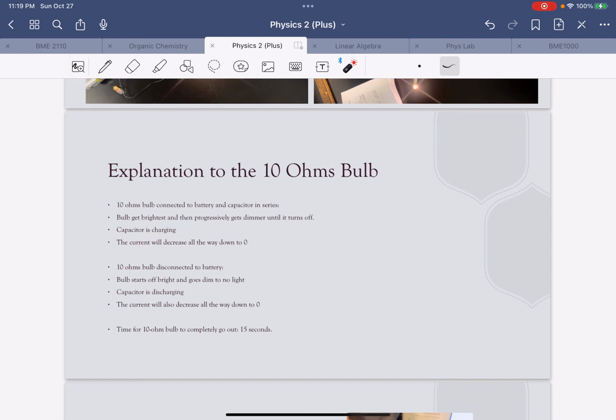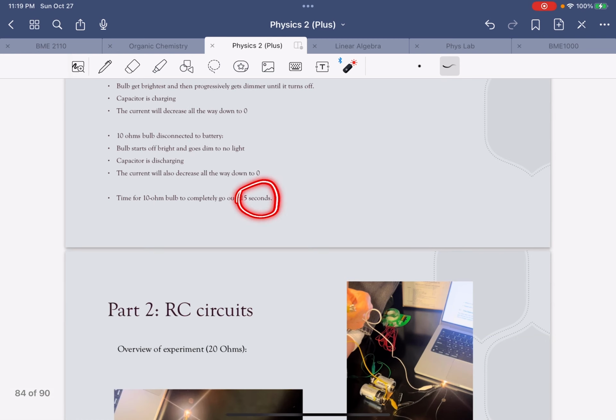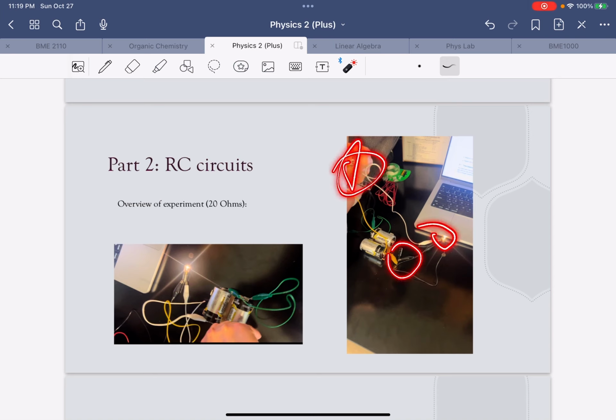But with the 10 ohms disconnected from the battery, it starts off bright and goes dim, same as this one, but the capacitor, instead of charging, is going to be discharging, and the current will also decrease to 0. And for it to go completely out, it was 15 seconds. So part 2 of the RC circuits on the 20 ohms, it's the same concept, only for a higher resistance bulb. So capacitor to bulb, no battery, and battery to capacitor and to bulb.